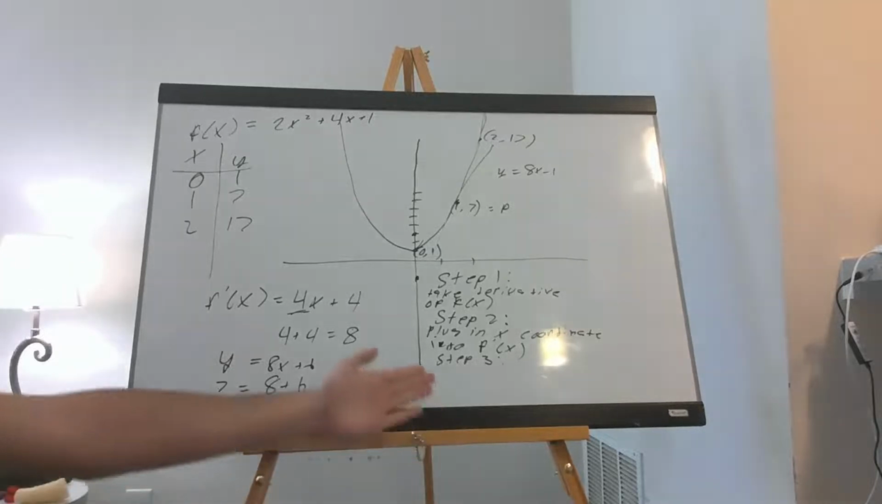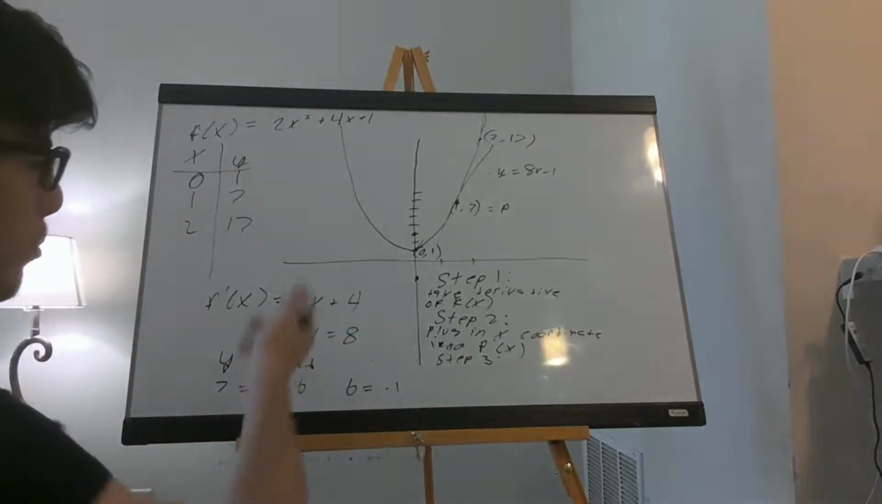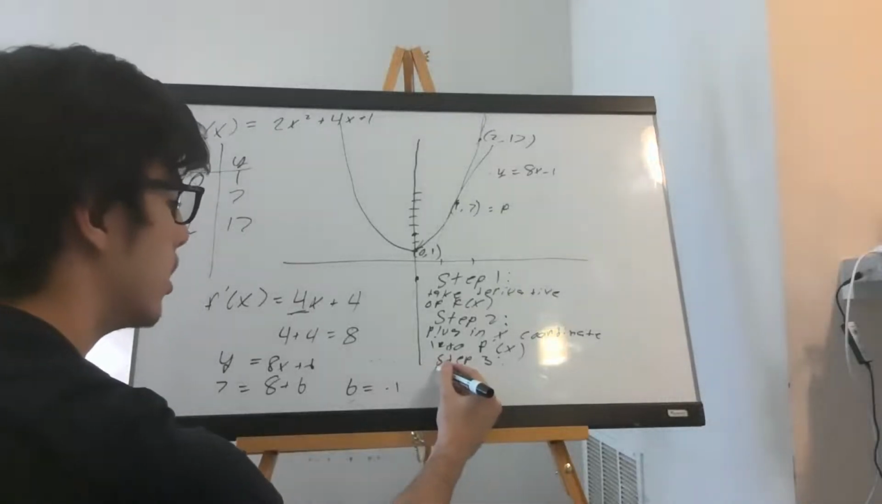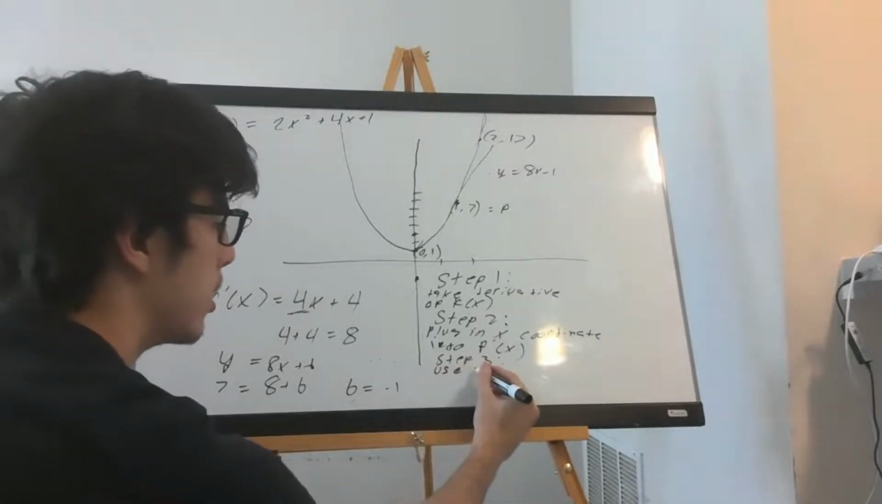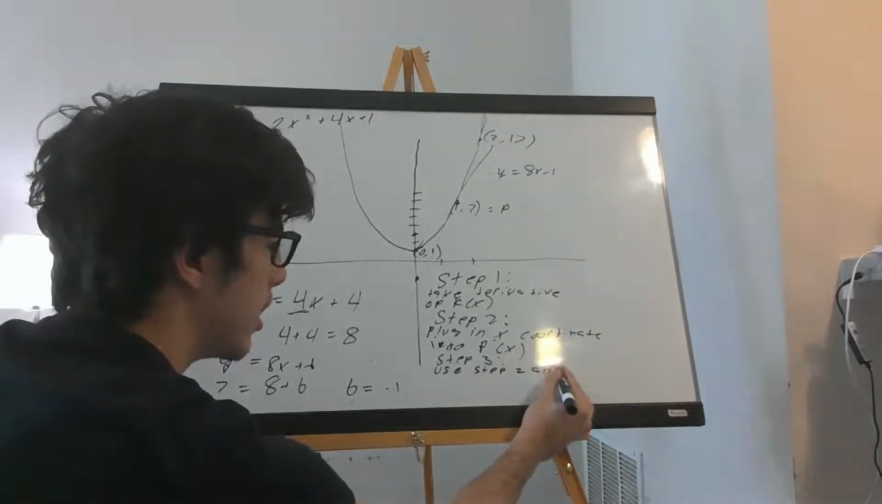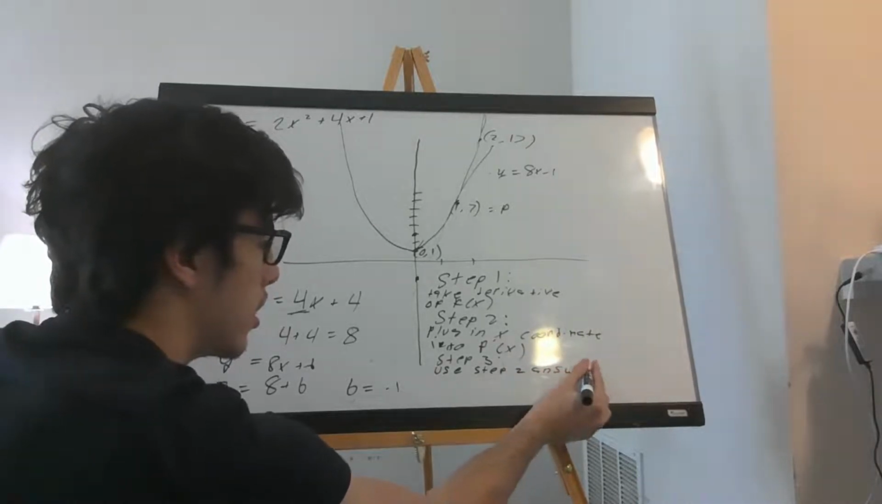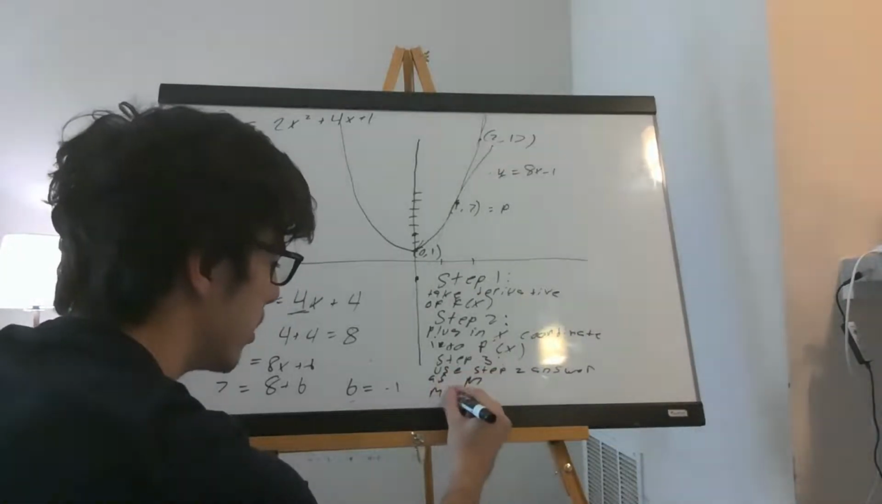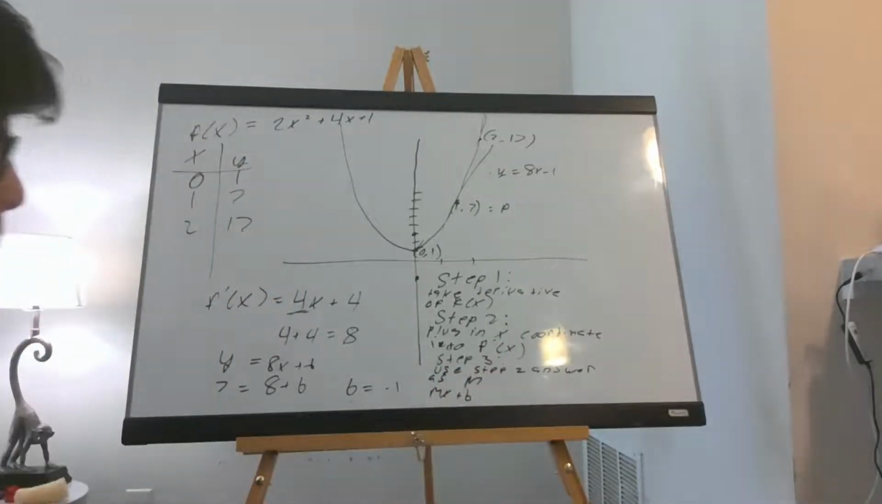The number you get from plugging in x is going to be the slope. So use step 2 answer as m for mx plus b.